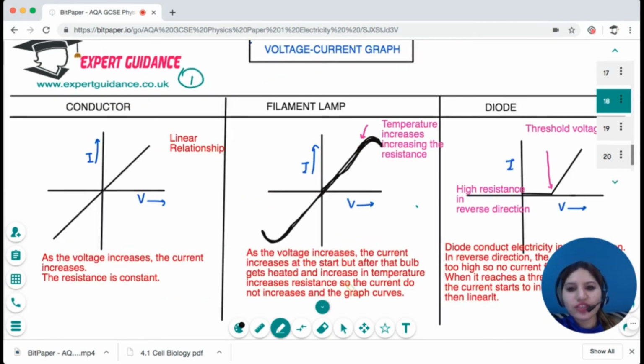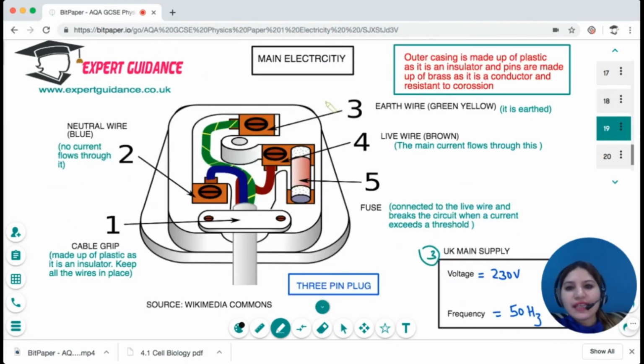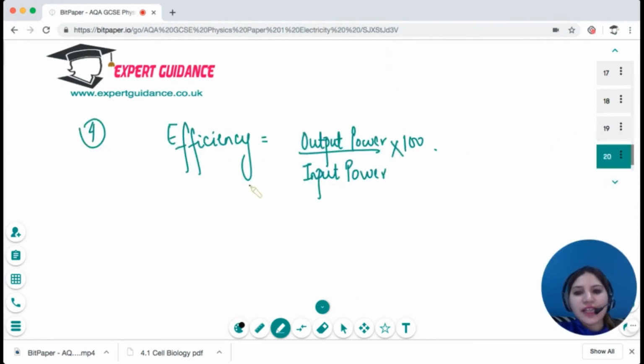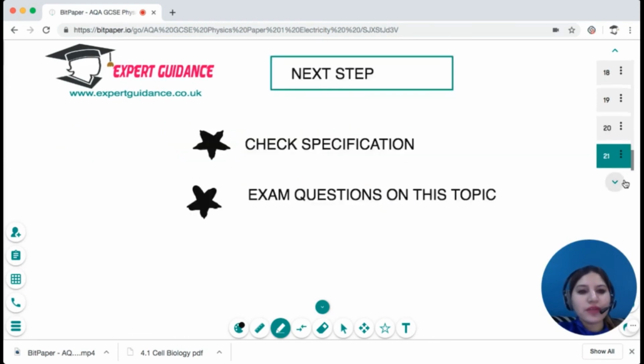So this is a voltage-current graph: a linear relationship for a conductor, a filament lamp will be curving, and a diode will be a straight line and then it will go up. Okay, and you should be able to explain it: here there's an increase in temperature, increasing the resistance. A diode conducts electricity only in one direction and after the threshold is reached. Next is the mains electricity. These are the components: earth wire, live wire, neutral wire, and fuse, and you should know the colour and the function. And the UK mains supplies 230 volts and 50 hertz. And to calculate the efficiency, we do the output power over input power times 100.